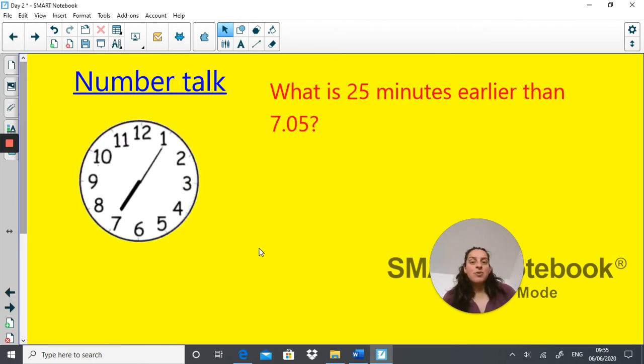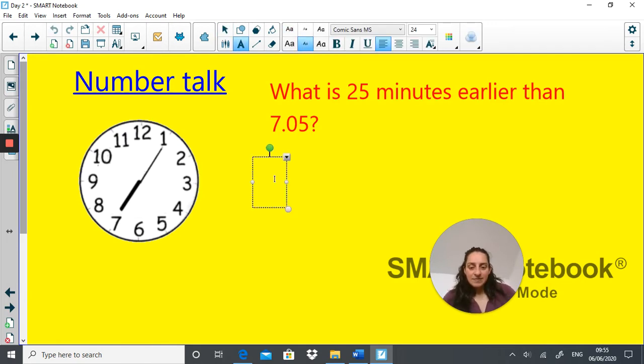So our number talk: what is 25 minutes earlier than 7:05? The time at the moment, as you can see, is 7:05. What was the time 25 minutes earlier than the time that it shows now? Let's pause the video and write down your answer. Right, so I would say go back 5 minutes and then go back 20 minutes. The time would have been 6:40. Write that down. If you got that right, good.